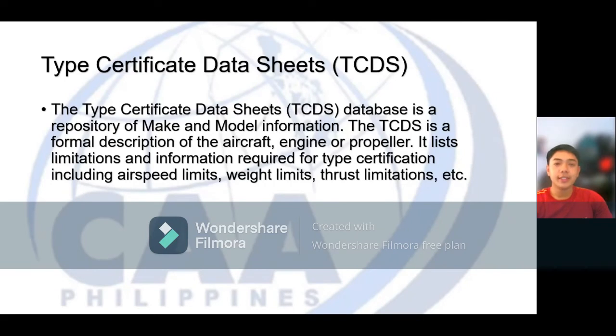Type certificate datasheets. The type certificate datasheets database is a repository of make and model information. The TCDS is a formal description of the aircraft, engine, or propeller. It lists limitations and information required for type certification, including airspeed limits, weight limits, thrust limitations, etc.